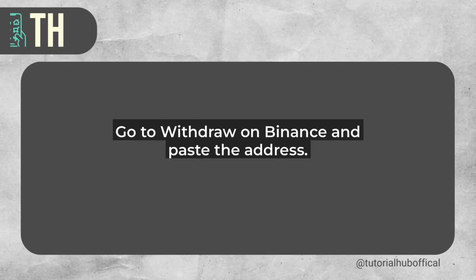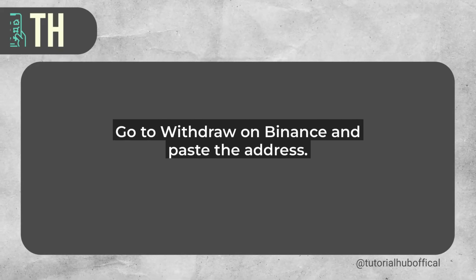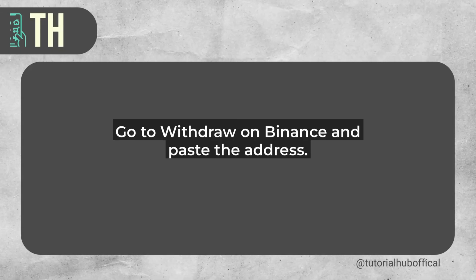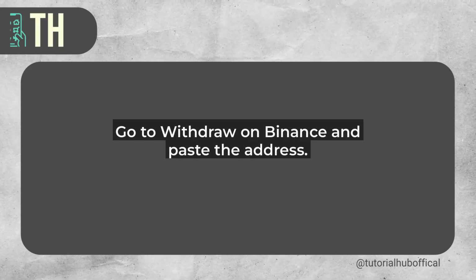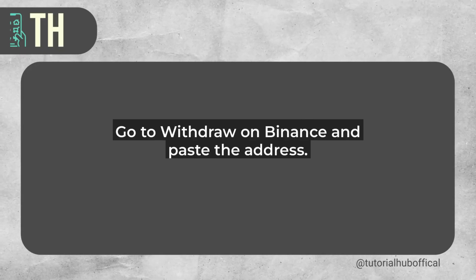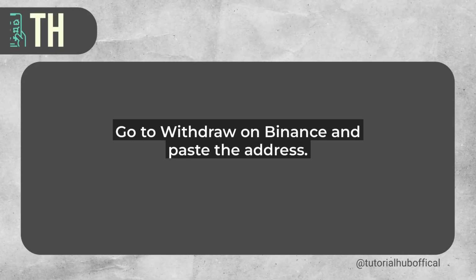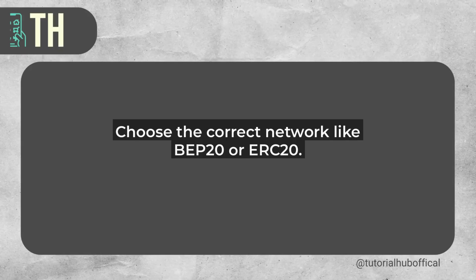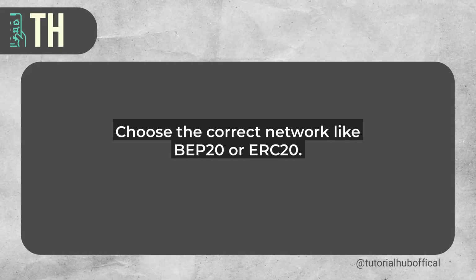Now, back on Binance, go to the Withdraw tab. Select USDT from the drop-down menu, paste the wallet address you copied from Trust Wallet, and choose the correct network to match. BEP20 if that's what you're using. Enter the amount of USDT you want to transfer, but remember to leave a little extra for network fees to avoid any issues. Before you hit Confirm, take a moment to review everything.